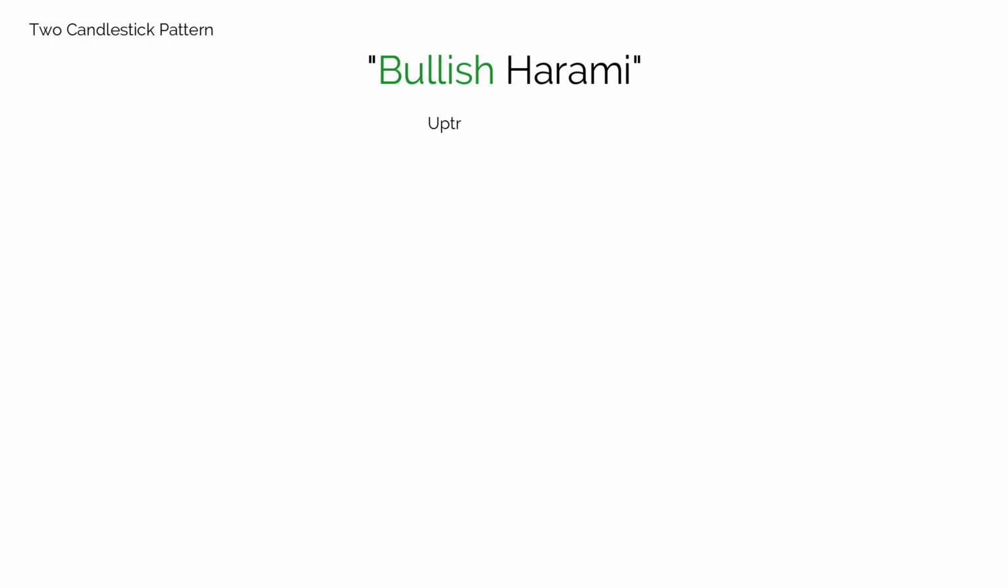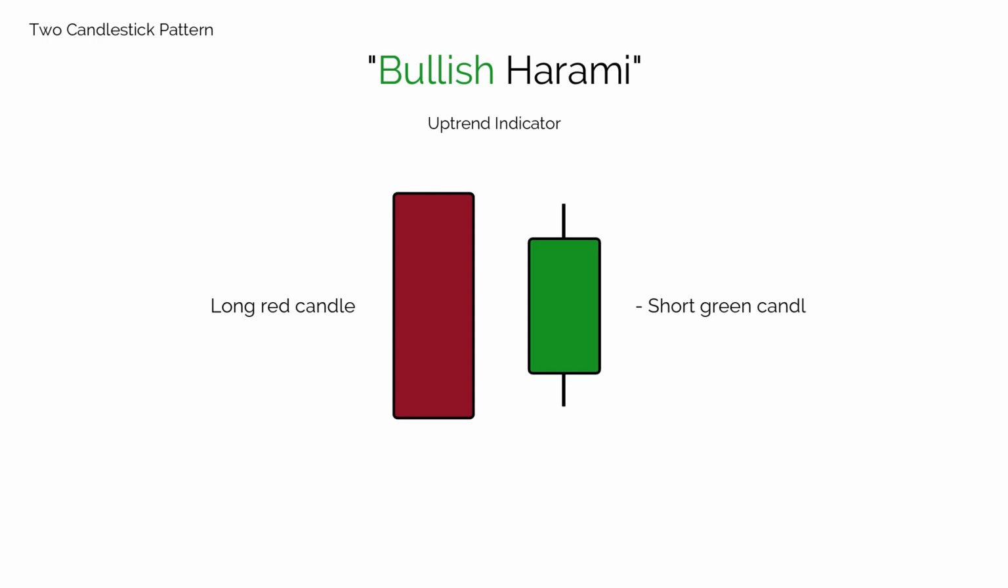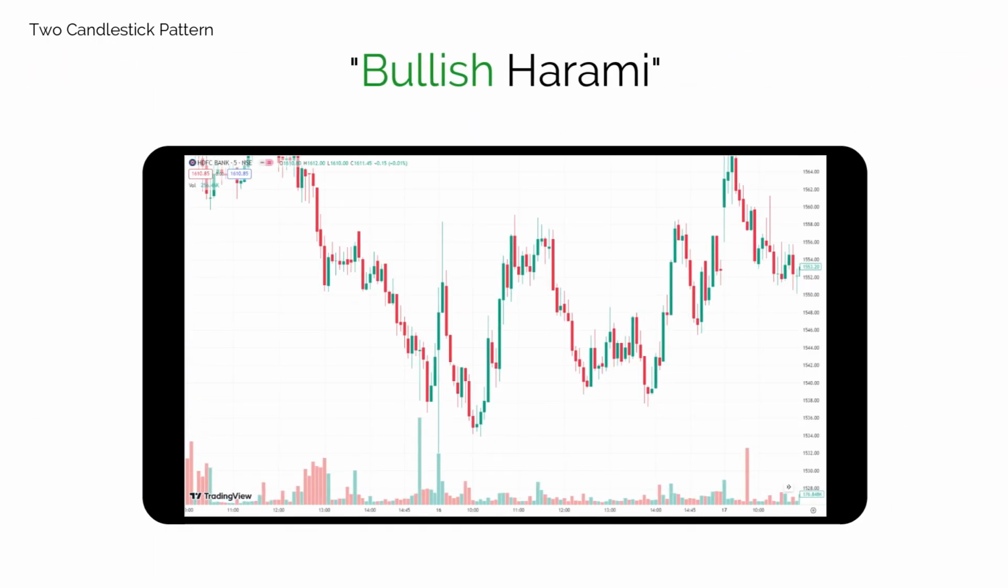Bullish harami pattern is an uptrend indicator. In a bullish harami, a long red candle is followed by a short green candle. Bullish harami forms at the bottom of the trend, leading to the trend reversal.